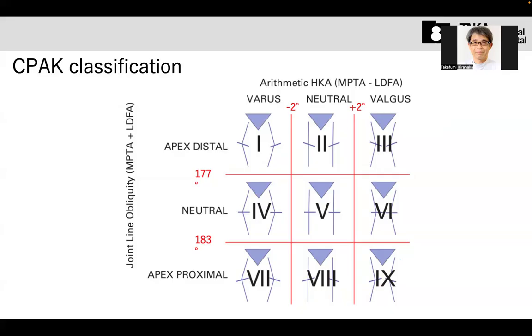After kinematic alignment, the CPAK classification never changes, ideally, because we can respect the patient's leg alignment and joint line. After mechanical alignment, all patients come to class type 5. After restricted kinematic alignment, the distribution becomes slightly concentrated toward type 5, but slightly smaller in types 1, 2, 3, 4, 6, 7, 8, 9.